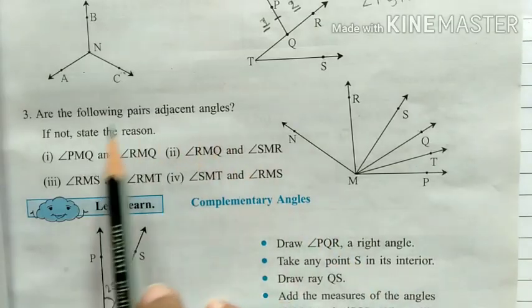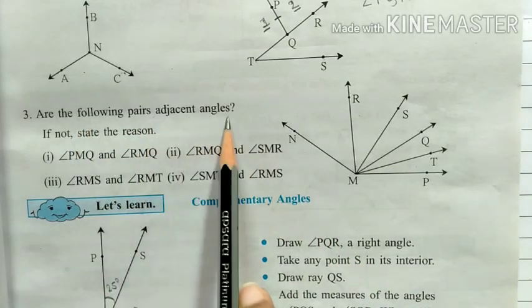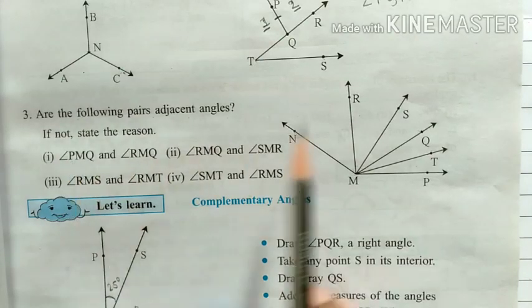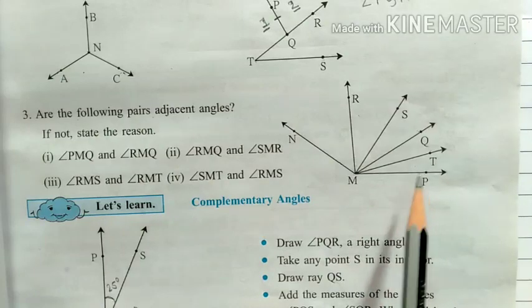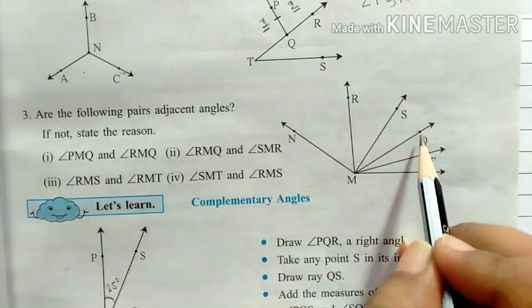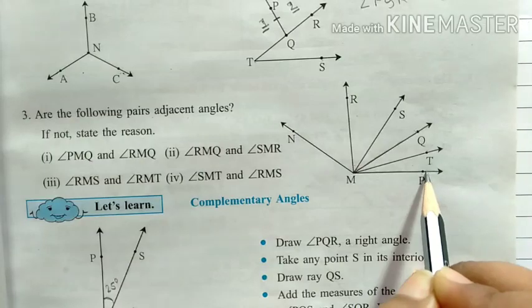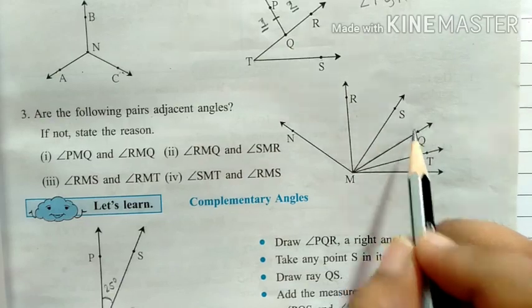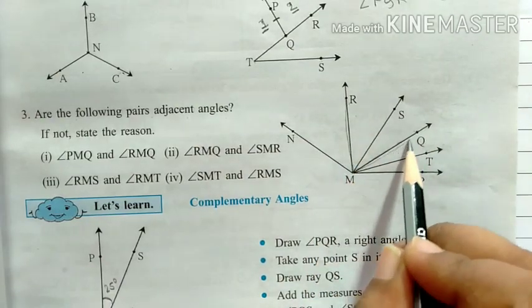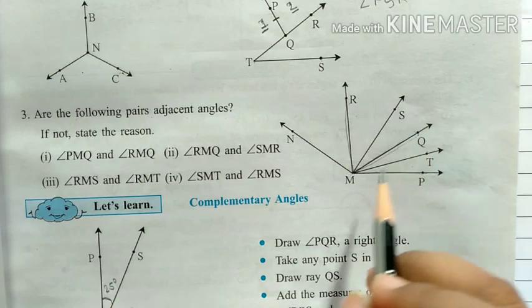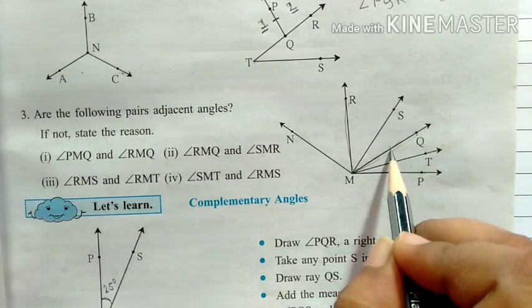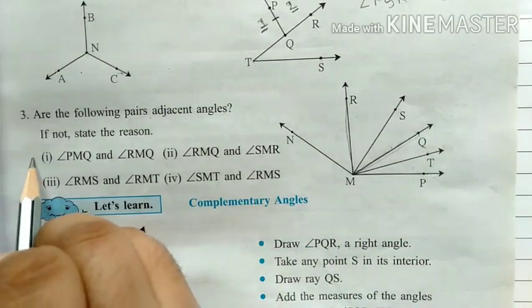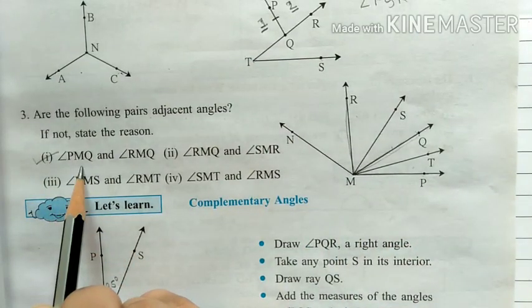Next question. Are the following pairs adjacent angles? If not, state the reason. First pair, angle PMQ and angle RMQ. For this, MQ is the common arm. Interior parts are different. M is the common vertex. So yes, it is a pair of adjacent angles.